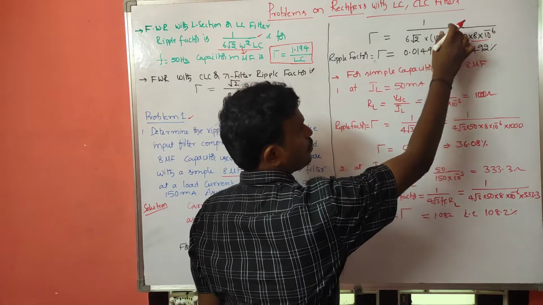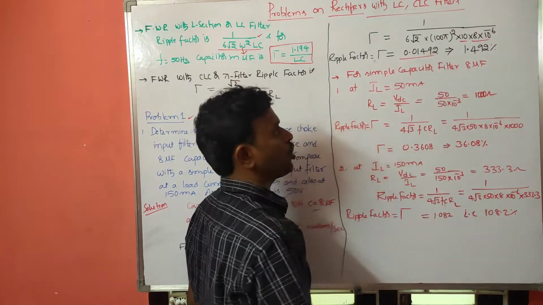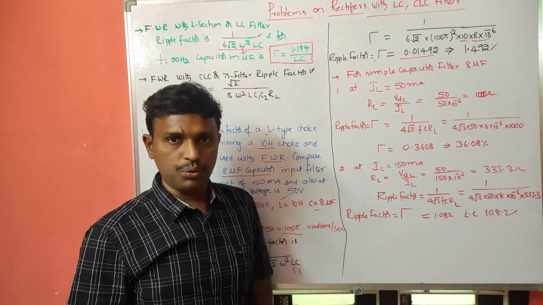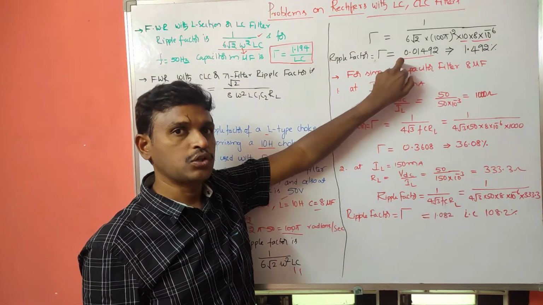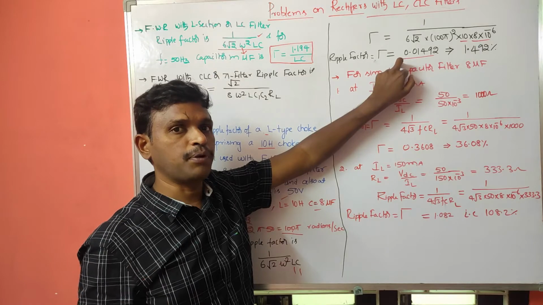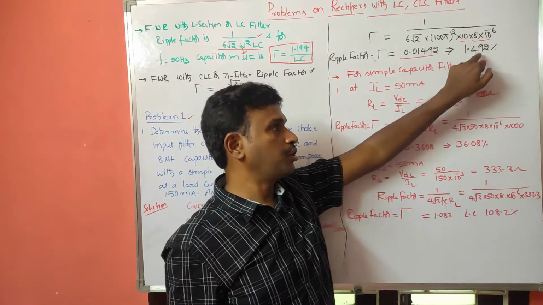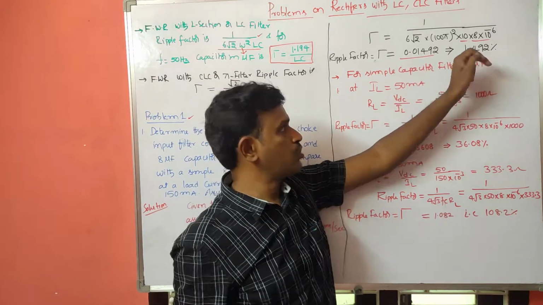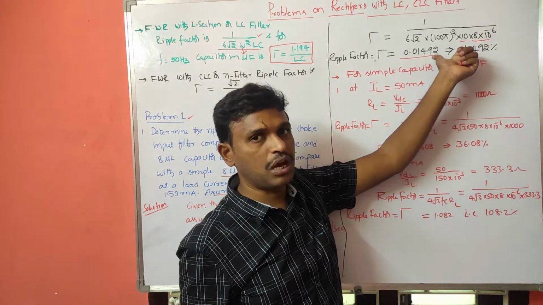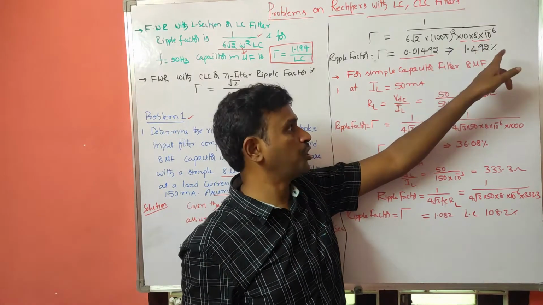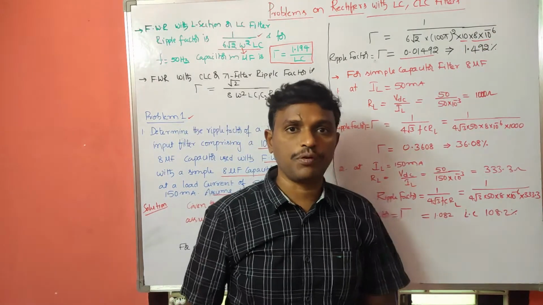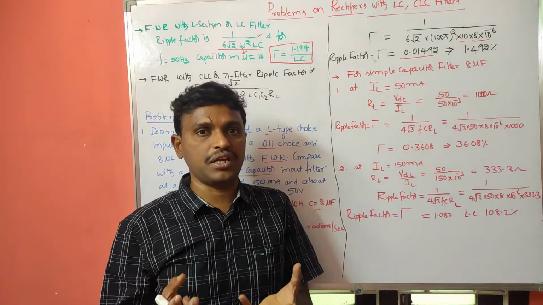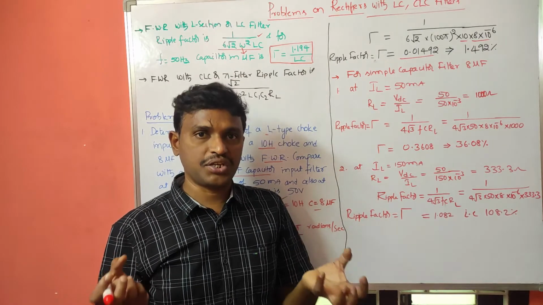If I simplify this one, I will get 0.01492. So this is the ripple factor of L section filter. So if you want to calculate how much ripple will be present, you can go with the percentage. So if you find out the percentage, you have to multiply with 100. So here if you multiply with 100, that is 1.492 is the ripple percentage in the output of the L section filter.